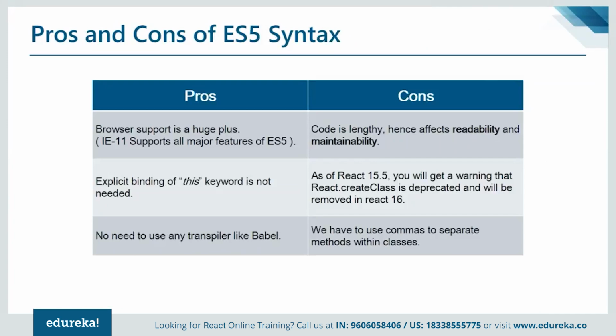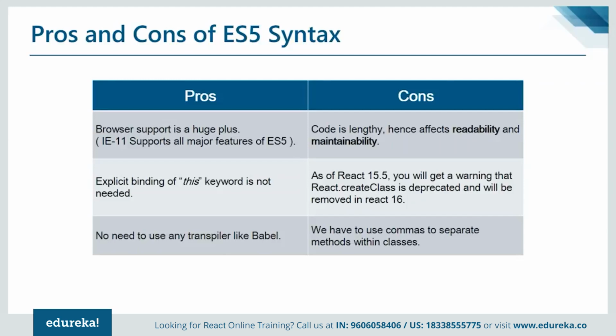Now let's talk about the pros and cons of ES5 syntax. What are the pros of ES5 syntax? It has browser support, which is a huge plus. Since ES6 is very new, many browsers do not support ES6 code as of now. Explicit binding of the this keyword is not needed. In an ES6 class, explicit binding of this is required, whereas in the latest version of React, 16.0 and before 15.5, explicit binding is not required. No need to use any transpiler like Babel. Babel is a transpiler, or you can say a JavaScript compiler. So there is no need.